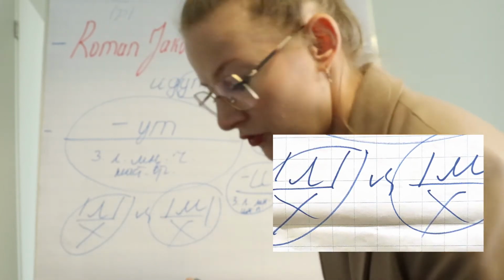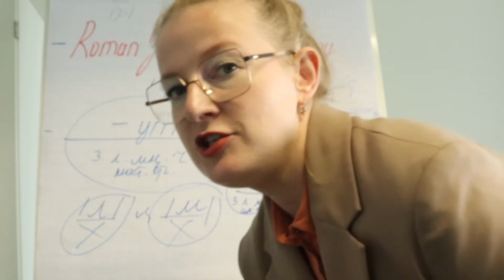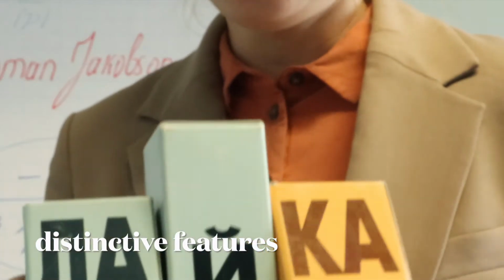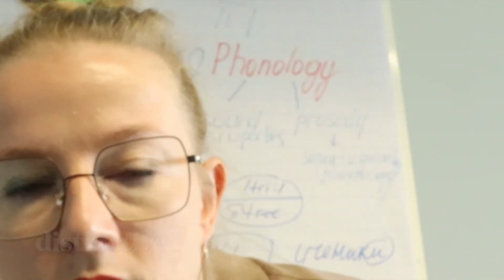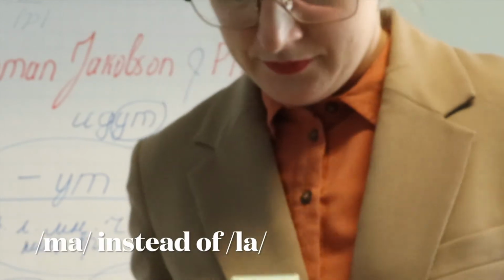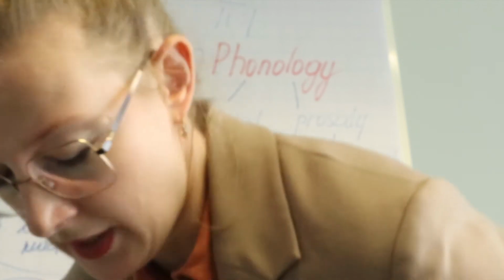Only a form. Right? And then, of course, he came up with those distinctive features. These phonemes, these consonants. So this word, laika, a husky. When we substitute la with ma, we've got maika, a tank top or an undershirt, okay? Meaning that we do have phonemes here.